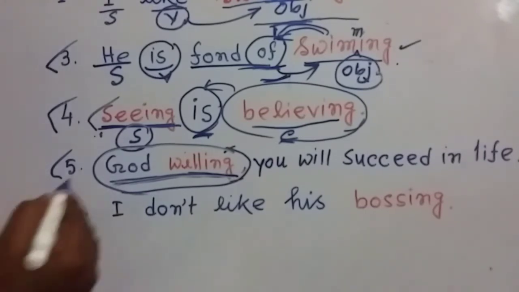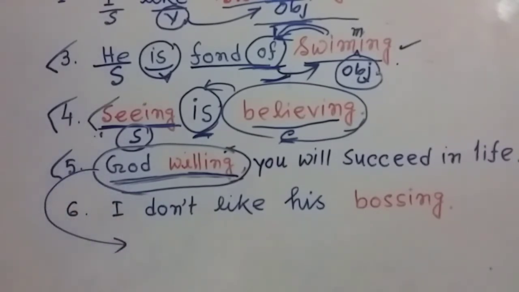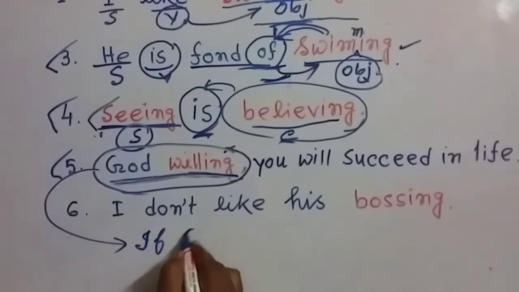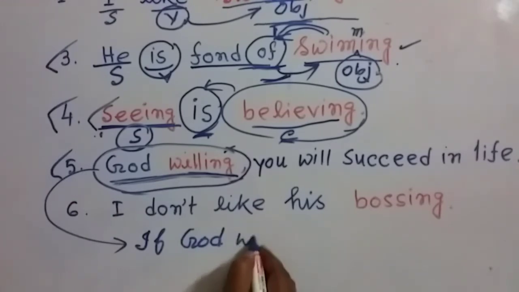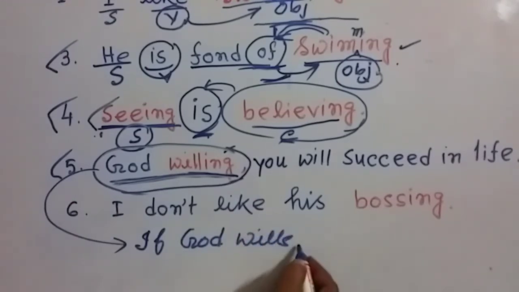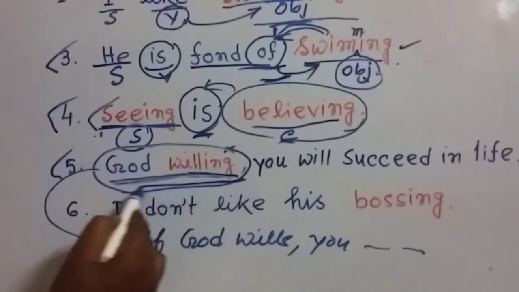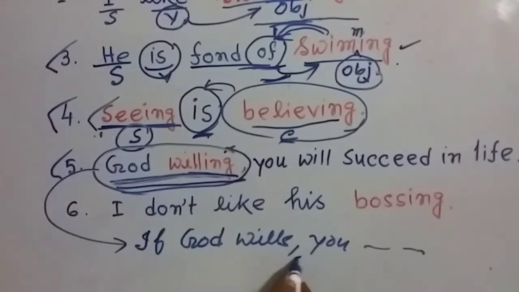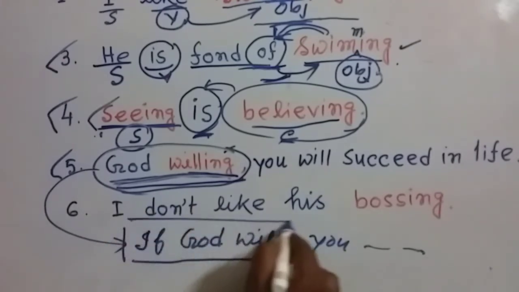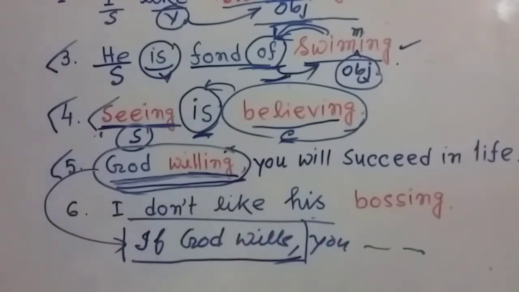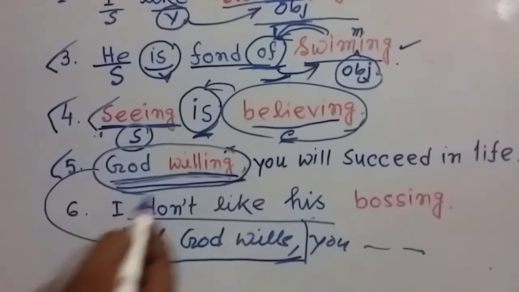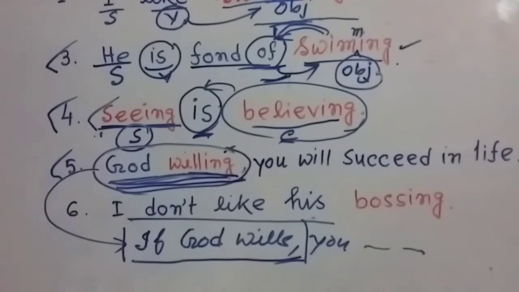I should inform you one thing here, my dear friends, you can rewrite this sentence by using the if clause. In this way we can rewrite this sentence: if God wills, you will succeed in life. If God wills, you will succeed in life. That means, my dear friends, the absolute phrase can be rewritten using the if clause. It can be rewritten in this way. So my dear friends, we discussed the absolute usage of gerund.